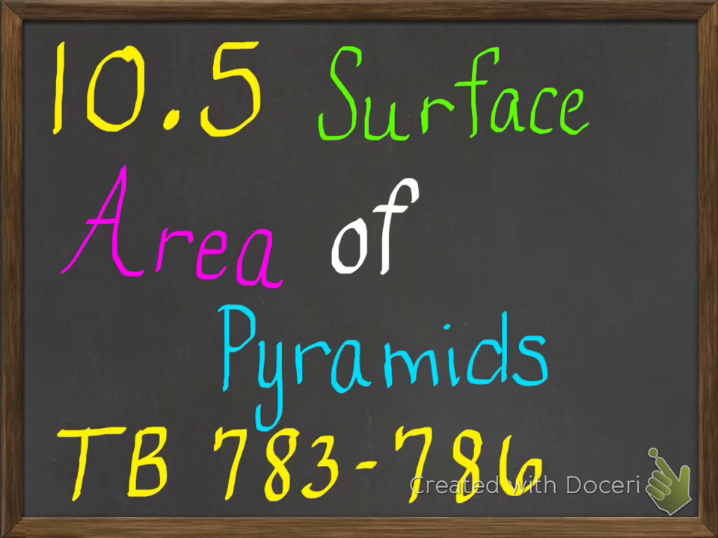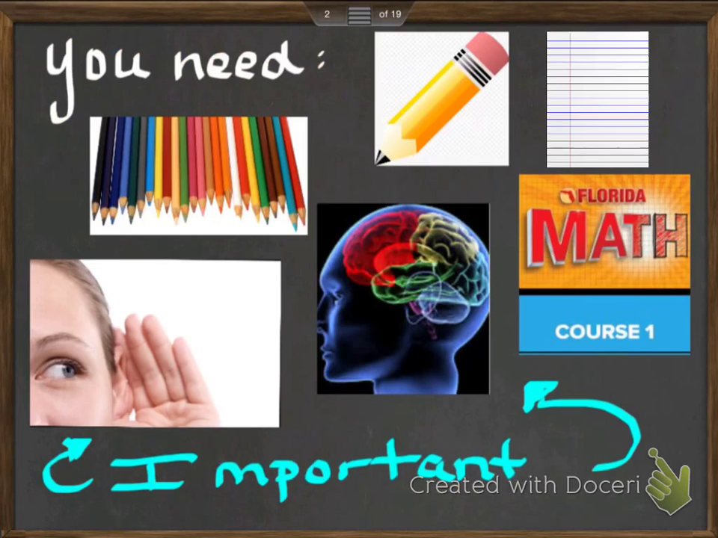Hello and welcome to Chapter 10, Section 5, which is on surface area of pyramids. This is going to start on textbook page 783 and go through textbook page 786.